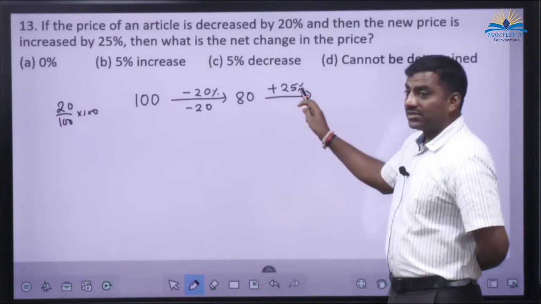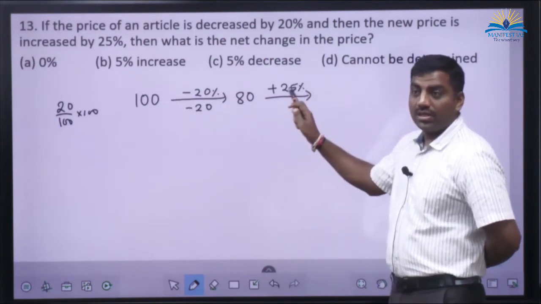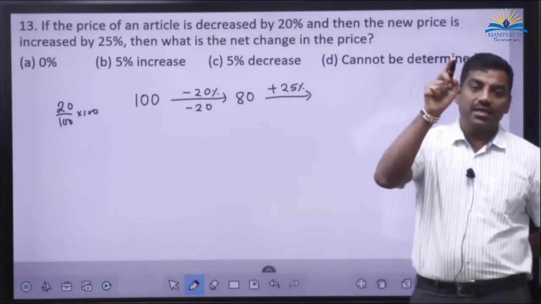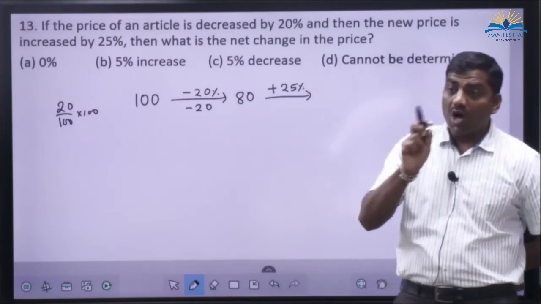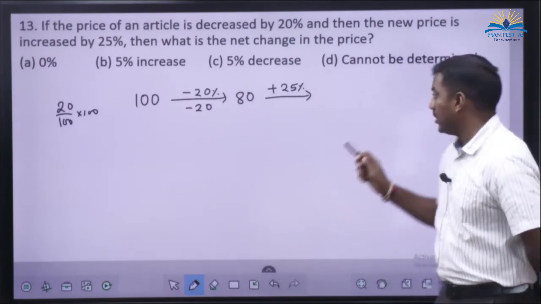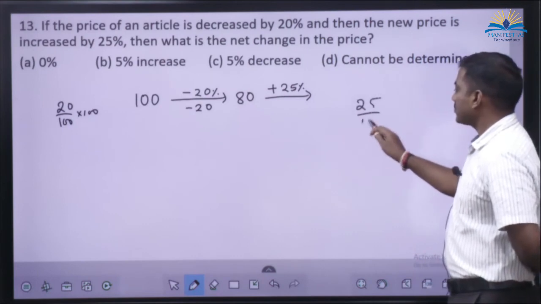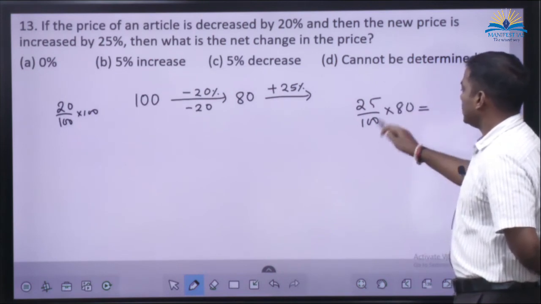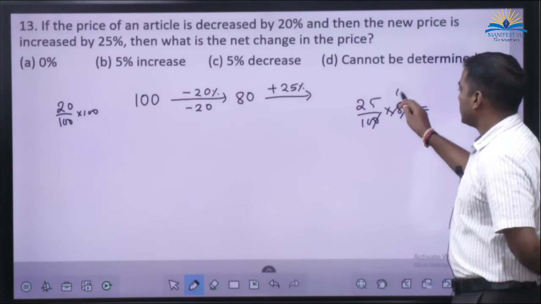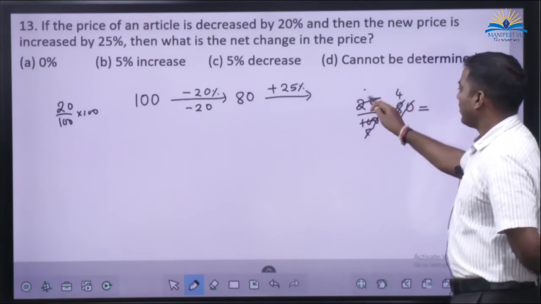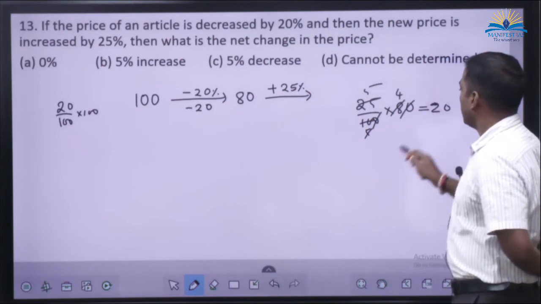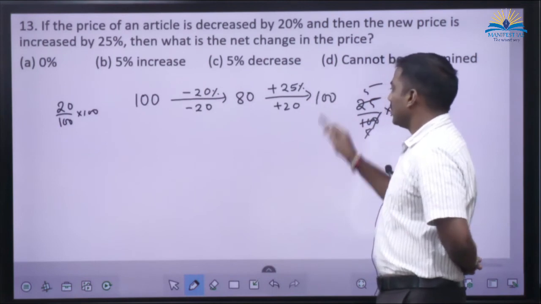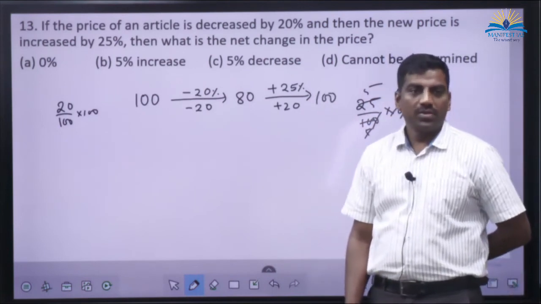Now, this 25% is on the base of what? 80 or 100? 80. That is very important. While we are decreasing or increasing, on what we are increasing or decreasing, that is very important. Here 25% of 80 is equal to, 0 cancel, 2 4s are 8, 2 5s are 10, 5 1s are 5, 5 5s are 20. So plus 20, if I make it, this will be equal to 100.